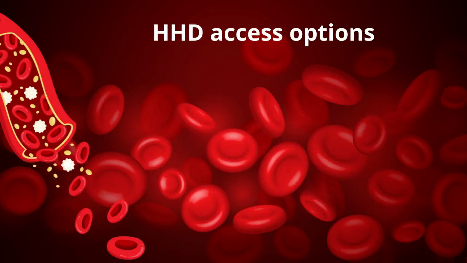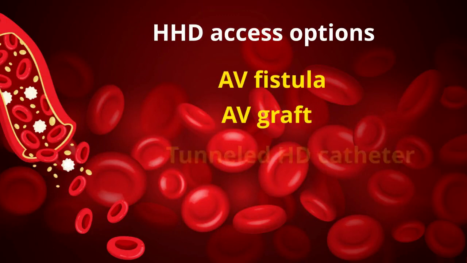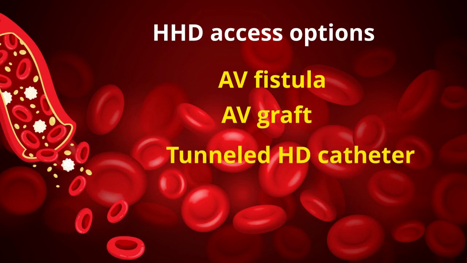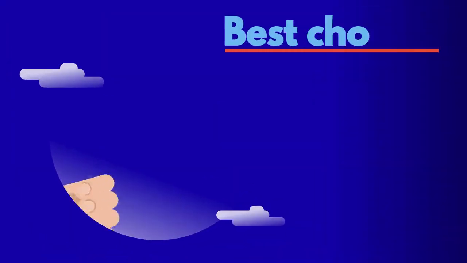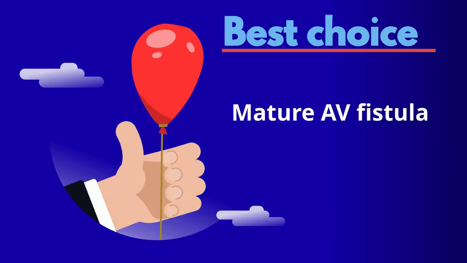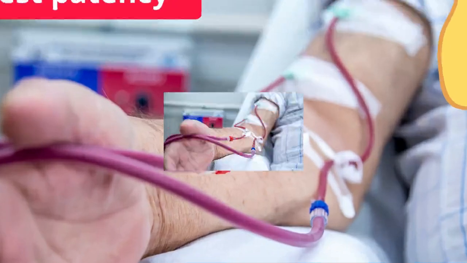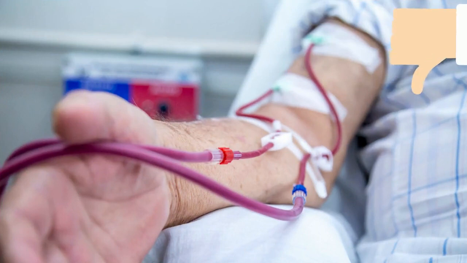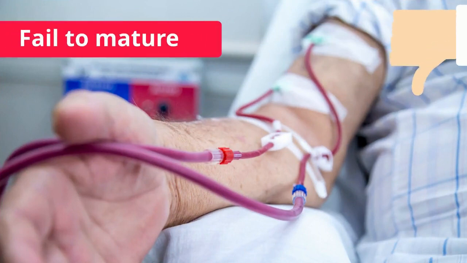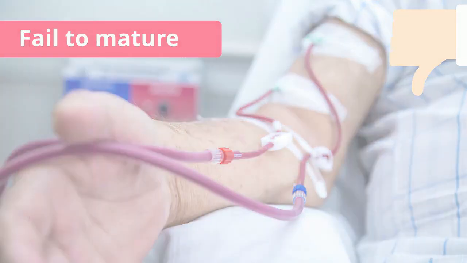The access options include arteriovenous fistula, arteriovenous graft, or tunneled hemodialysis catheter. The best choice of these three options is the mature AV fistula because of its best patency and lower infection rates. The downside of an AV fistula is sometimes it can fail to mature, requiring further interventions.